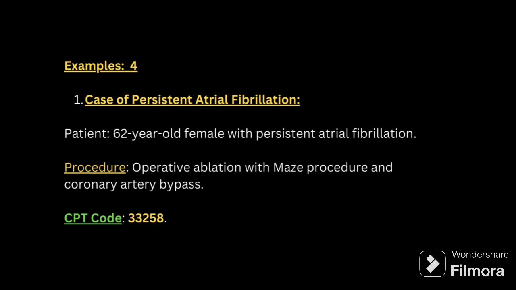And then example 4, case of persistent atrial fibrillation. Here, a 62-year-old female with persistent atrial fibrillation. The procedure done here is operative ablation with maze procedure and coronary artery bypass. So we are giving 33258.